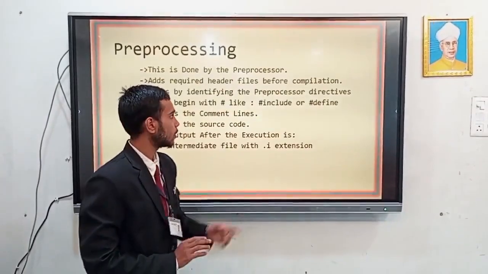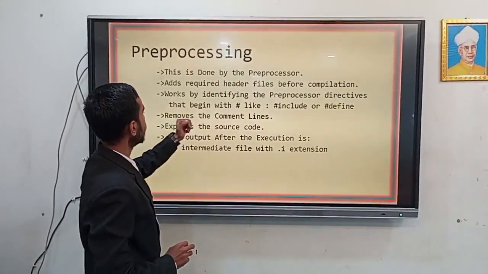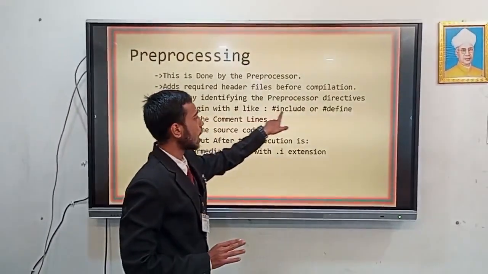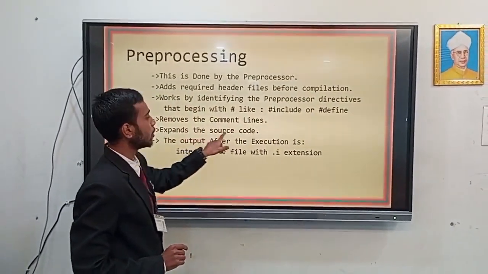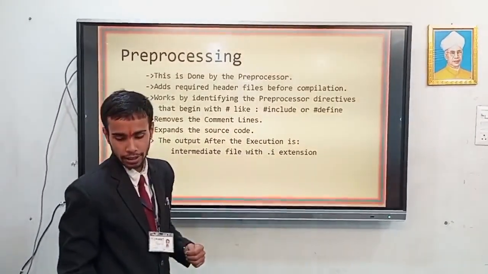Pre-processing. This is done by the preprocessor. It will add the required header files before the compilation. It works by identifying the preprocessor directives that begin with hash, like hash include or hash define. It will remove all the comment lines and expand the source code. The output after the execution is an intermediate file with .i extension.